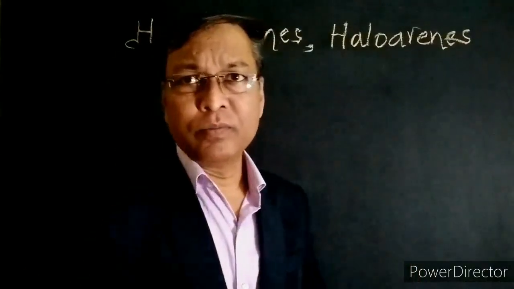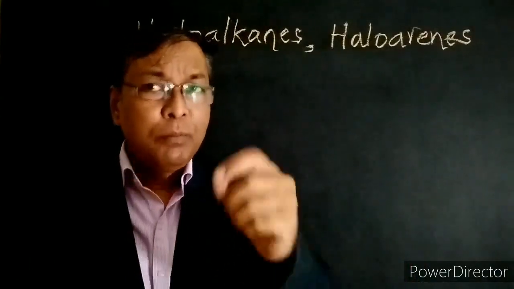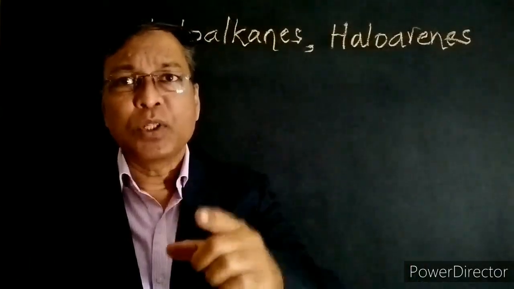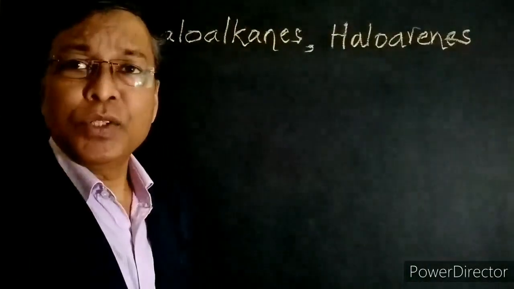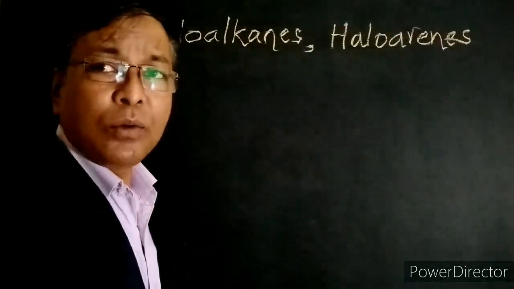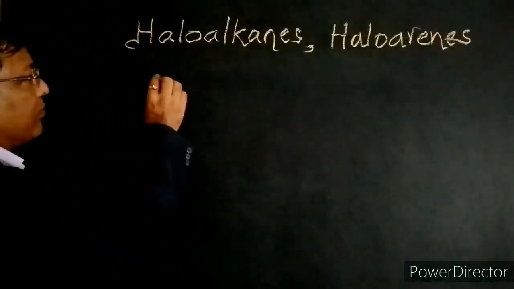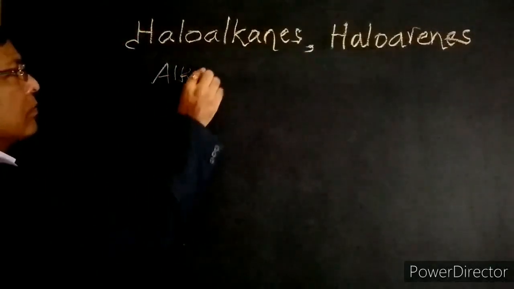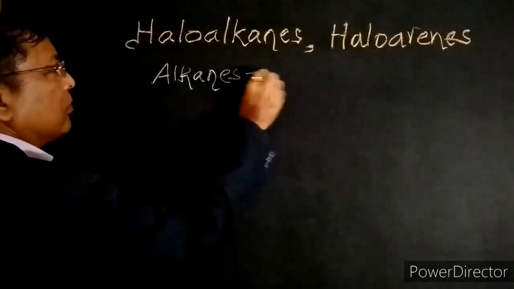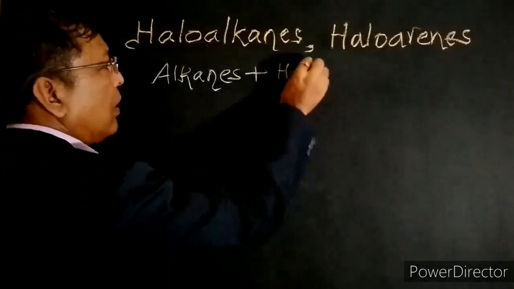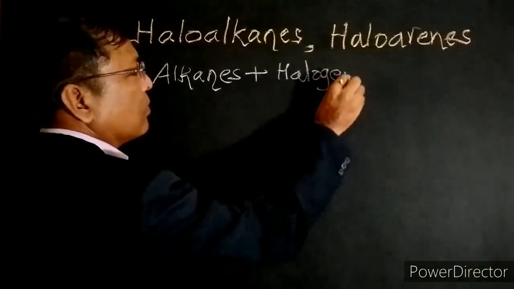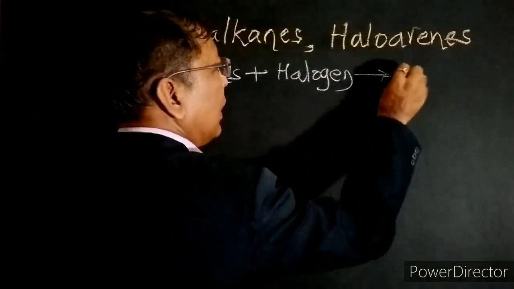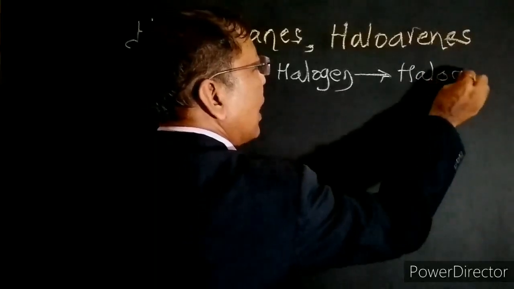Here we go. Compounds derived means produced. Compounds derived from halogen and alkanes are known as haloalkanes. Alkanes plus halogen gives haloalkanes.